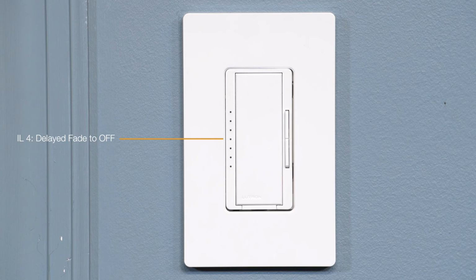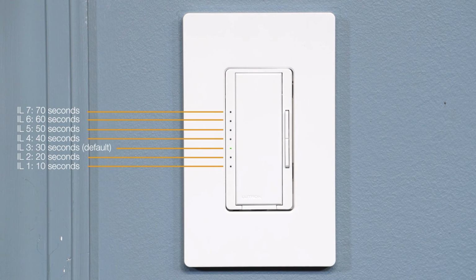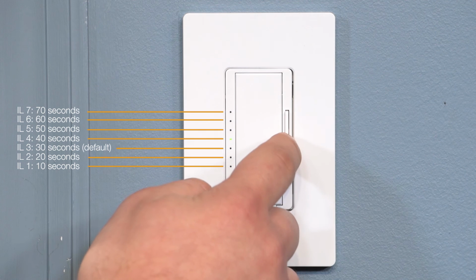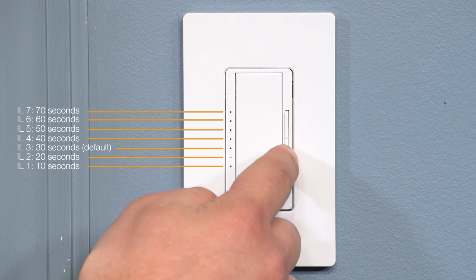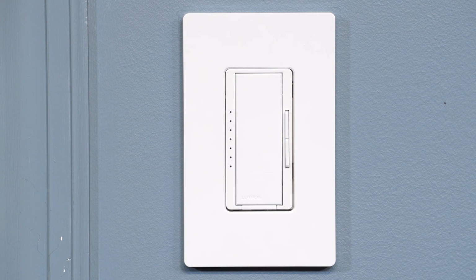Once this is blinking, hit the tap switch once to enter this feature. Simply press the raise or lower buttons to choose the desired delayed fade-to-off time, then press the tap switch to save your setting. This will save the level and take you back out to the Advanced Features main menu.